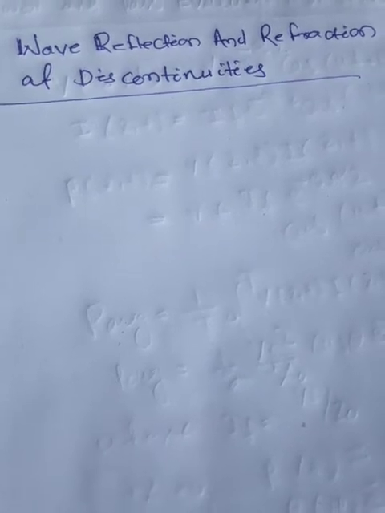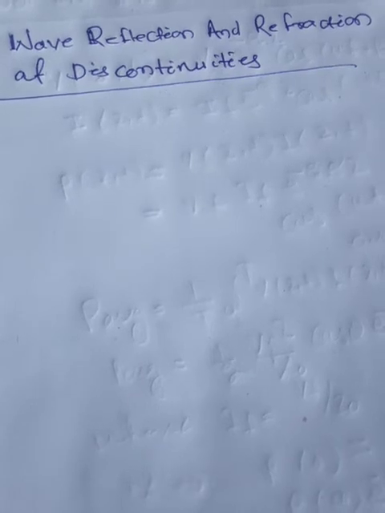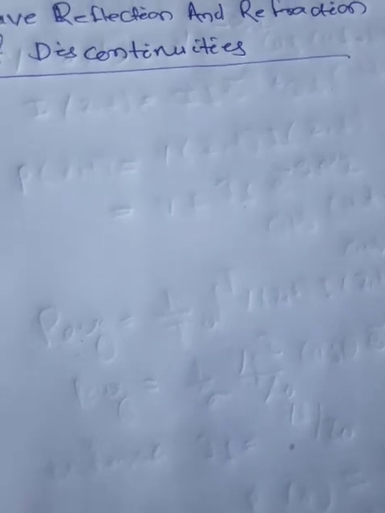Today we will discuss wave reflection and refraction at discontinuities. Study the behavior of the waves when they reach the other end of the line, or whenever they see a change in the impedance at its ends, an impedance other than the characteristic impedance of the line. We will study the behavior of the reflection and refraction wave on the transmission lines.